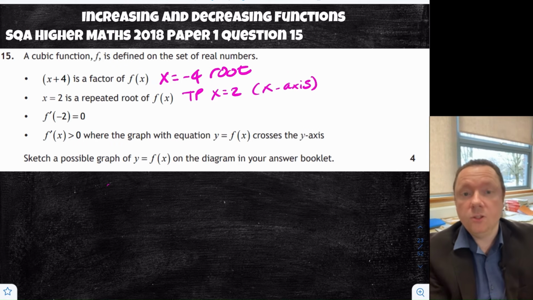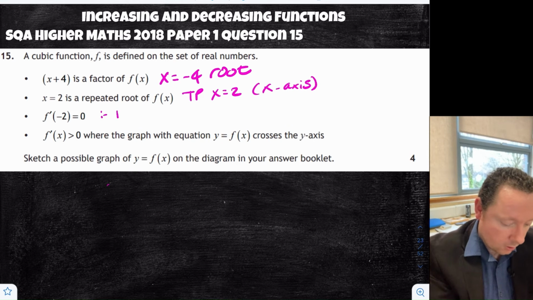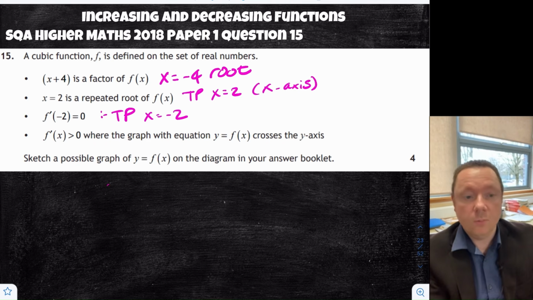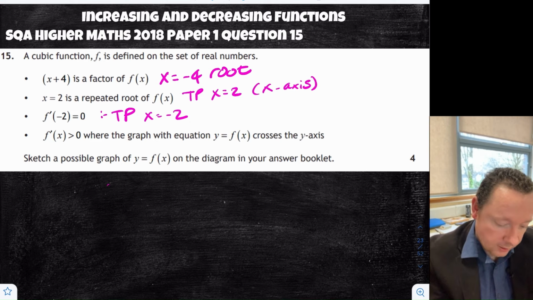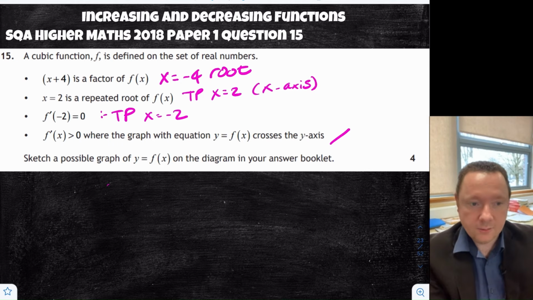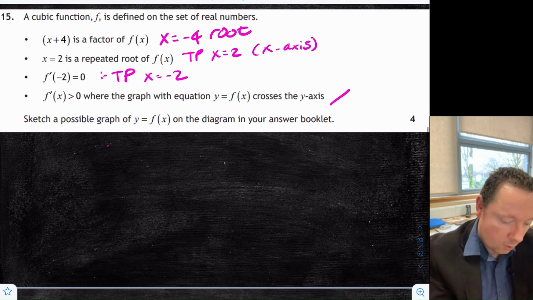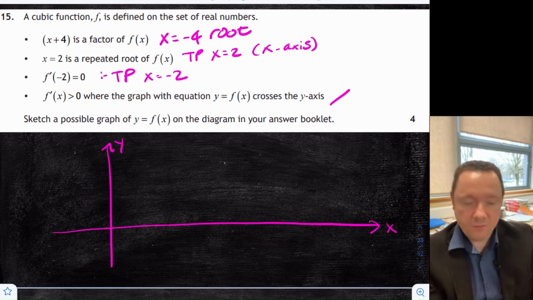f dash of minus 2 equals 0 also implies a turning point at x equal to minus 2, but that could be anywhere, so it could be above or below. But then we also know that when it crosses the y-axis, the gradient of the tangent is greater than 0, so it's going up after it crosses the y-axis. So we can now start to draw a possible diagram, and this is just one possible answer, but as long as it's consistent with all the information, we'll be fine.